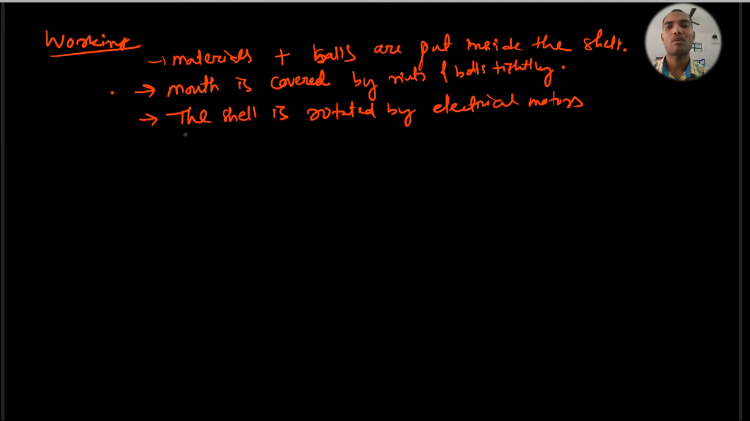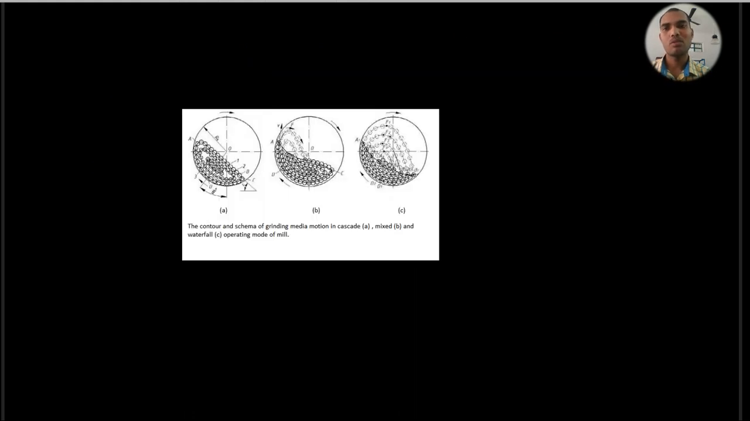This is its working. After that, what happens? Now we'll go into what happens when this working has been started. If we go a little bit on the next page, we can see, suppose the cell started rotating. So what happens in the very first position?